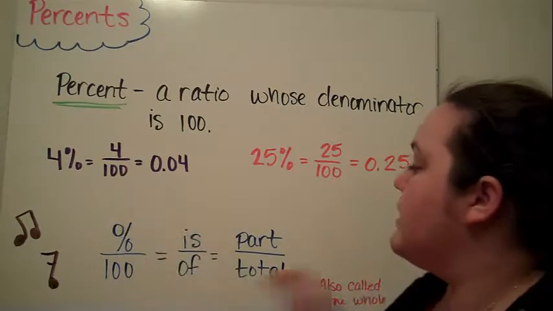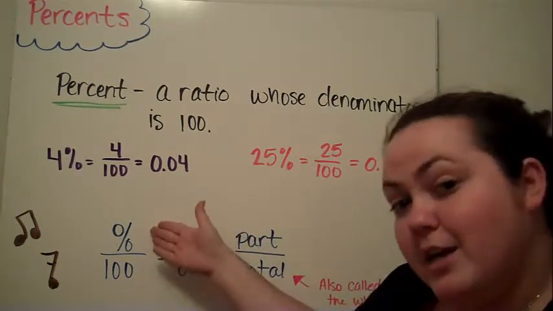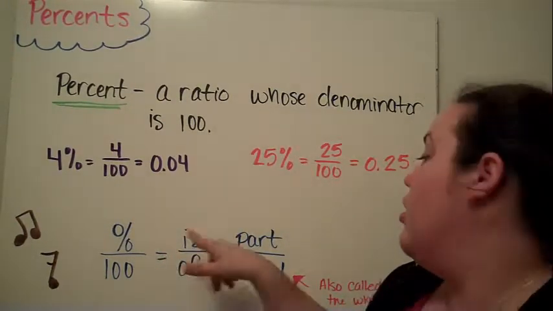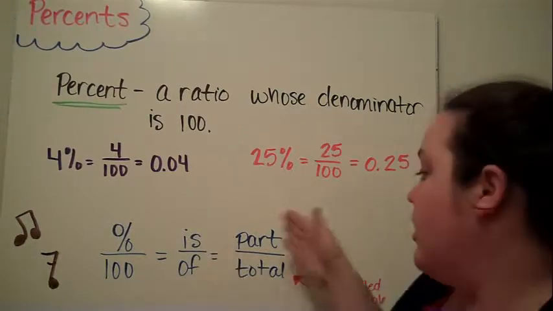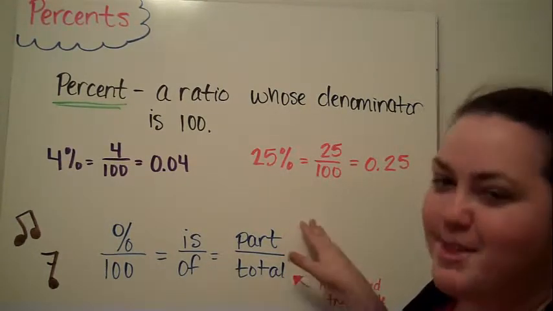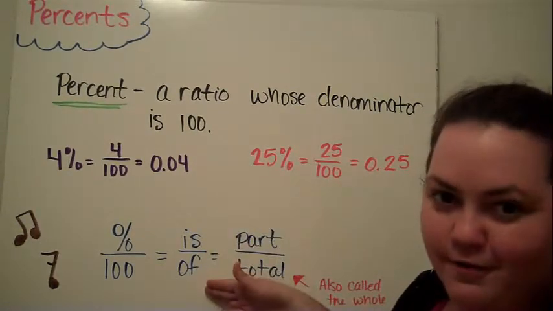Okay, so to remember this, I have a song, and it goes, percent goes over 100, percent goes over 100, percent goes over 100, or is over of. The part goes over the total, the part goes over the total, the part goes over the total, or is over of. Okay.